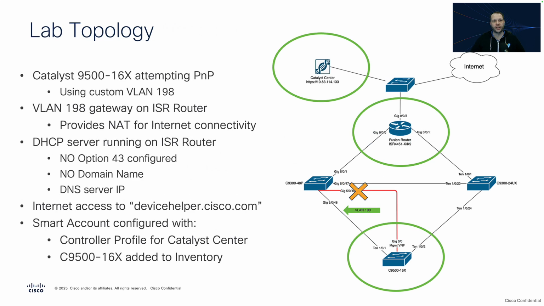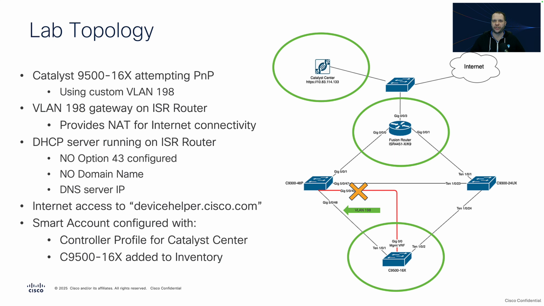Okay, well let's take a look at our lab topology here. So this is going to be the same topology as used in all of our previous videos. However, in this instance, we're using a custom VLAN number 198, which I've specially configured to be layer 2 all the way up to our ISR router in the lab. And the reason for this is that VLAN 198 provides NAT connectivity out to the internet from our lab environment.